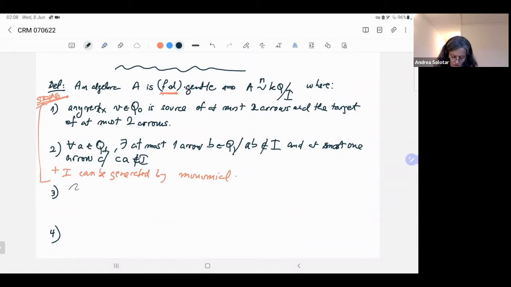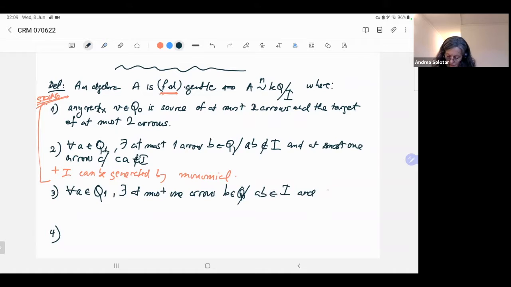And the other condition is, again, on the arrows. It says that if you have an arrow a in Q1, then there exists at most 1 arrow b in Q1 such that ab belongs to the ideal. And similarly, on the other side, there exists at most 1 arrow c in Q1 such that ca is in the ideal. Okay?